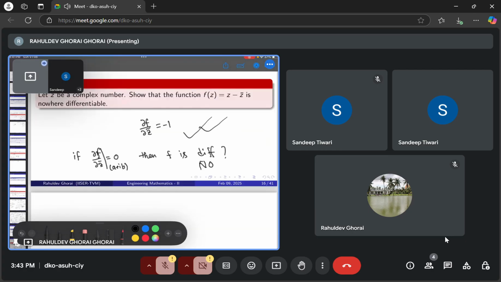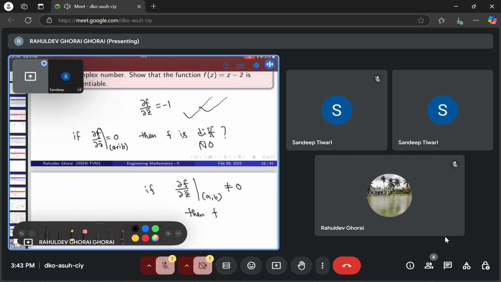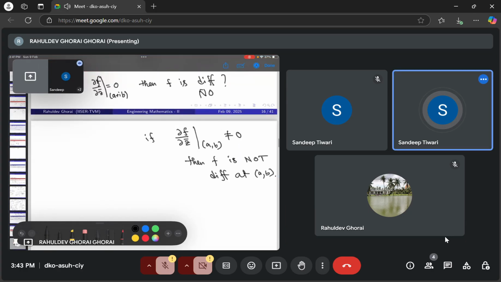So this is actually the necessary condition, which means that if del f del z bar at (a, b) is not equal to 0, then f is not differentiable at (a, b), right? Am I correct? Whatever you are telling, right? Yes, sir.